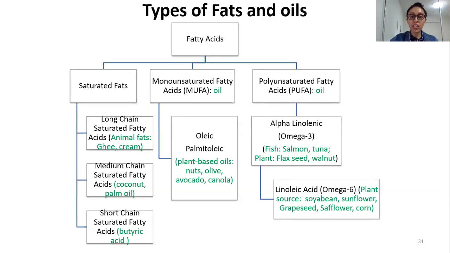Now you have your types of fats. Within saturated fats, you have three types. You have your animal fats, which are your long chain saturated fatty acids. Very important to remember, and this is what I briefly covered in the diabetes lecture as well, that within animal fats you have your odd chain saturated fatty acids and your even chain saturated fatty acids.